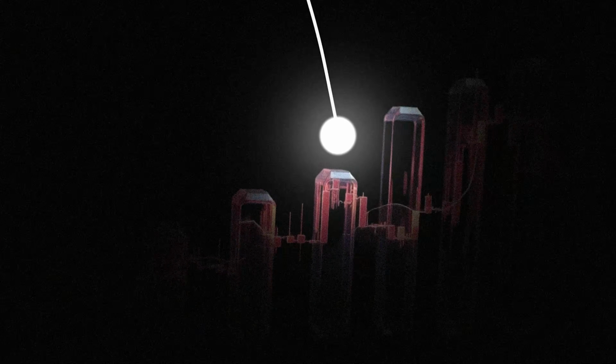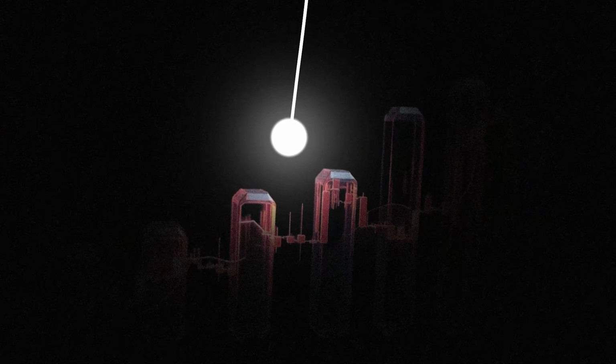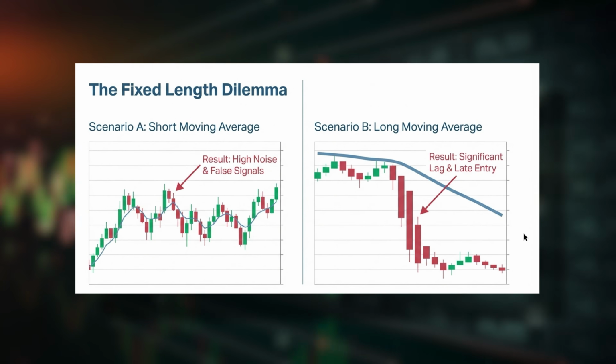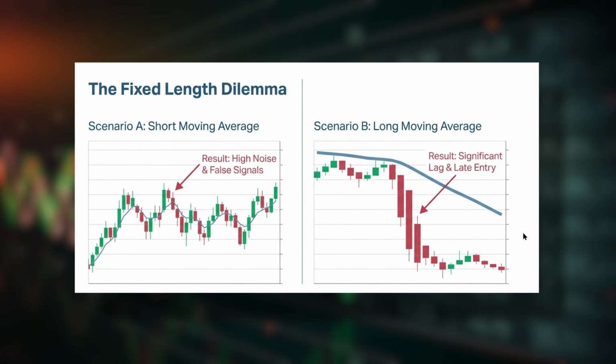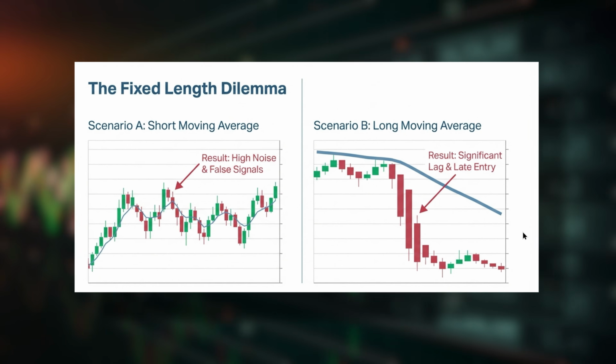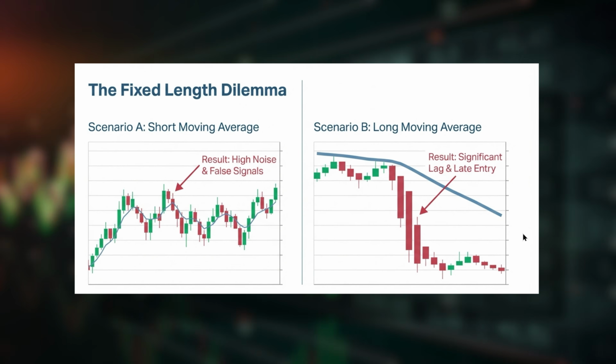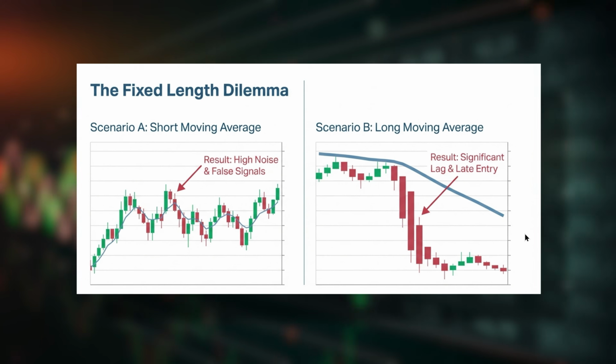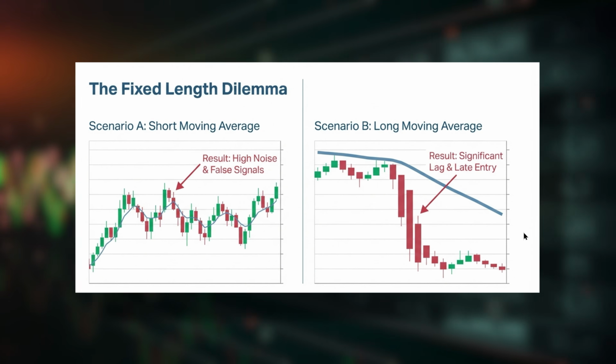If you've ever tried to trade with moving averages, you know the pain. Set the length short, like a 9 or 10, and it hugs price but whipsaws you on every little wiggle. Make it long, like a 50 or 200, and it looks smooth and professional, but by the time it finally flips, half the move is gone. That is the classic trade-off between lag and noise.